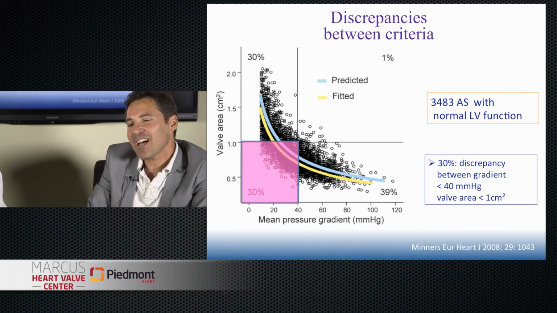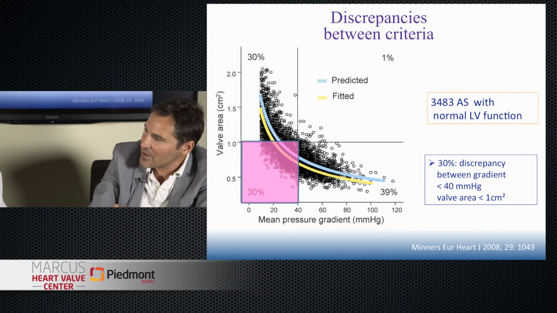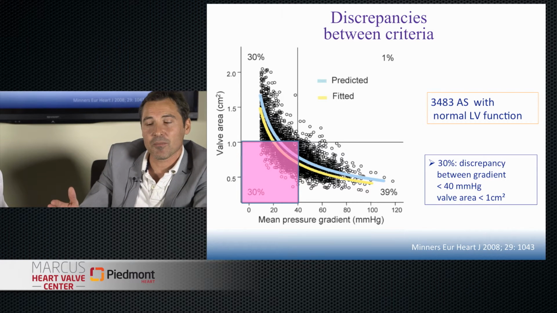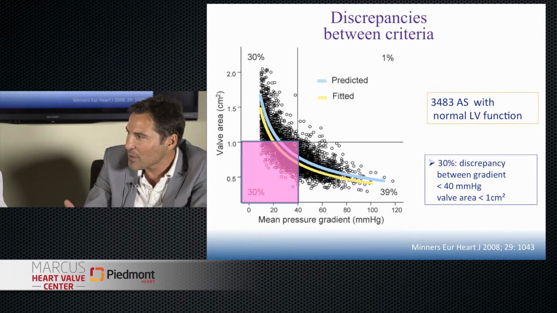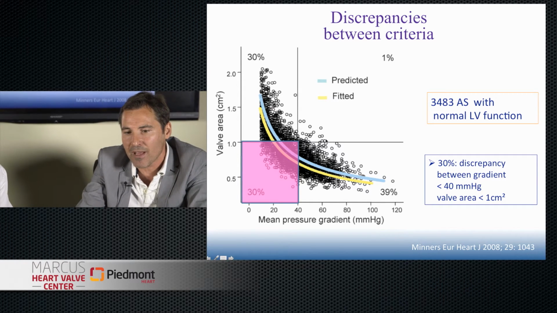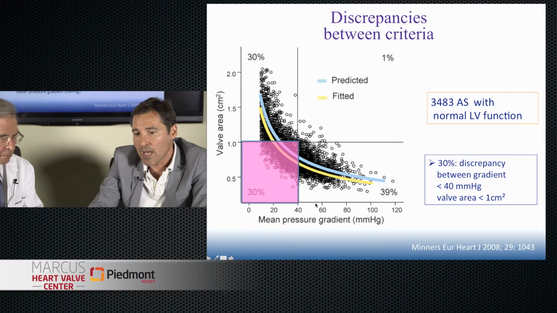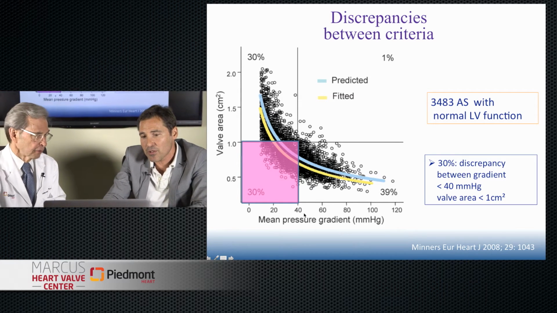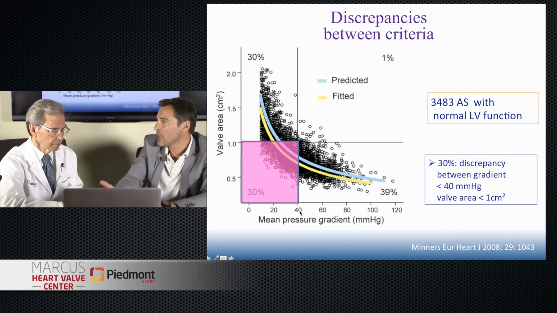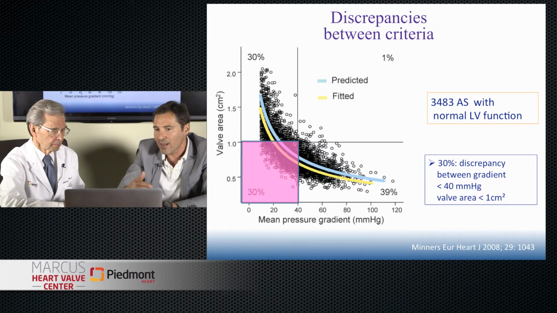Let me just highlight one important aspect, the relationship between the valve area and the mean pressure gradient. Correct. We have a very good relationship, but in 1/3 of the patients we have a sort of discrepancy in the definition of severe AS. If we use a valve area less than 1 and the mean pressure gradient, you see that 1/3 of the patients have a gradient less than 40, meaning no severe AS. But the valve area is less than 1, so severe AS.